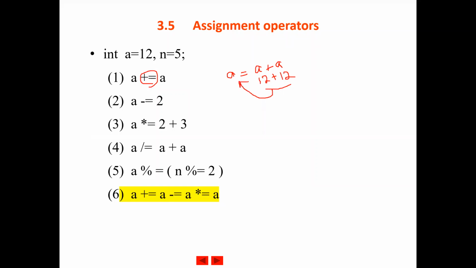Okay, 24. In this question, it is separate. I am asking what is the value of A. In this question, again, you have to solve with this value only. This is another question.